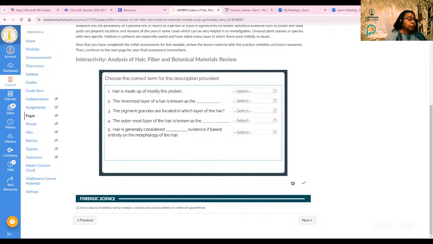Also, remember that we had a couple of videos that are in the playlist that you can look at to review for this unit as well. And they talked about the different types of hair and where you're looking to get the forensic information from when you're doing hair samples.